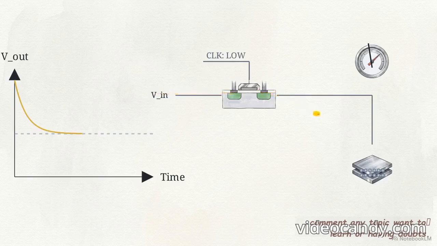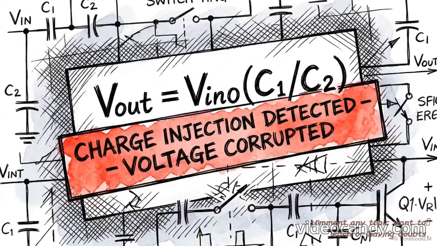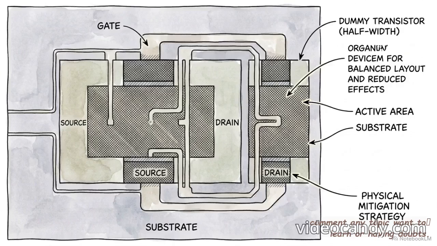The physical failure happens the millisecond the clock drops. To turn the switch off, that conductive channel must collapse. As the channel disappears, the charge it was holding is violently expelled, pushed out of both the source and the drain. Half of that expelled channel charge flows harmlessly back toward the input, but the other half injects directly into our high-impedance sampling capacitor. This extra burst of electrons corrupts the total charge packet, permanently altering the exact voltage we just spent the entire phase trying to sample.